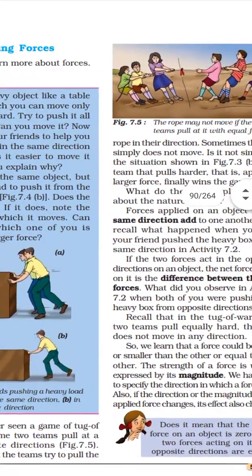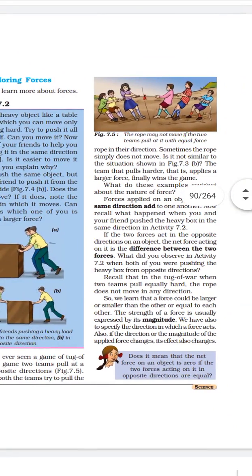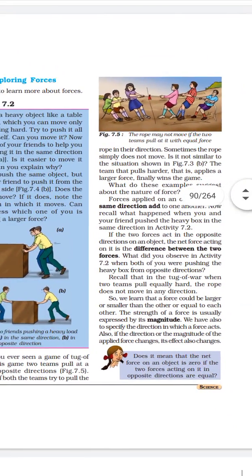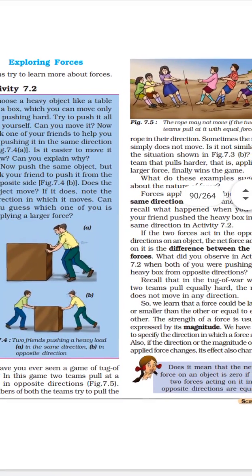Forces applied on an object in the same direction add to one another. Forces applied in opposite directions will cancel each other. That is, they become a difference.